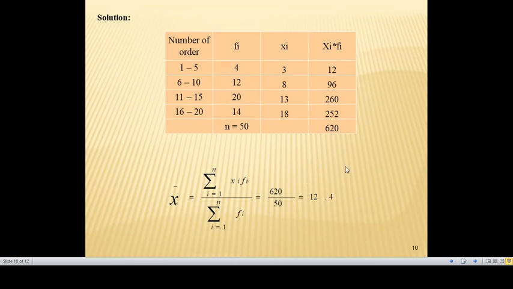Now, our job is to find summation xi fi and summation fi. So, construct this column of multiplication. 4 into 3, 12. 12 into 8, 96. 13 into 20, 260. 14 into 18, 252. Let us find the addition of these numbers, that is 620. Substitute this 620 and the summation of fi, 50, in the formula. Therefore, x bar equal to 620 divided by 50 equal to 12.4. So 12.4 is the arithmetic mean of this given frequency distribution.